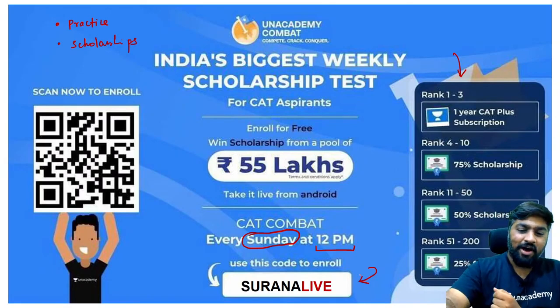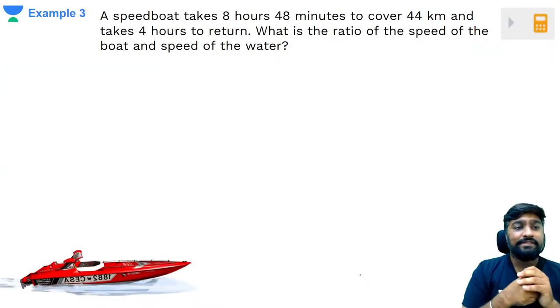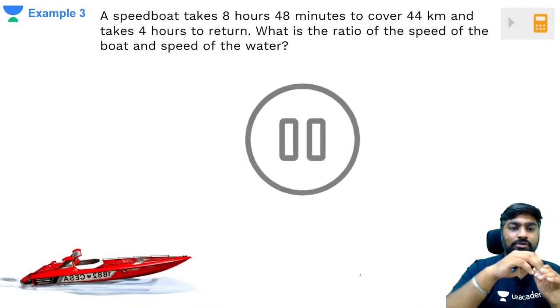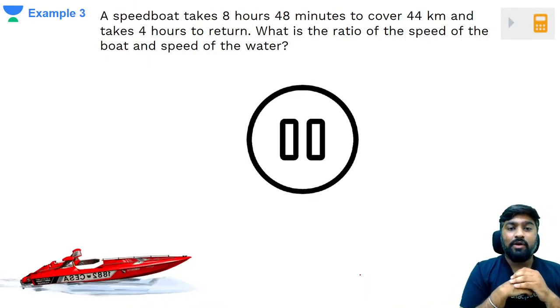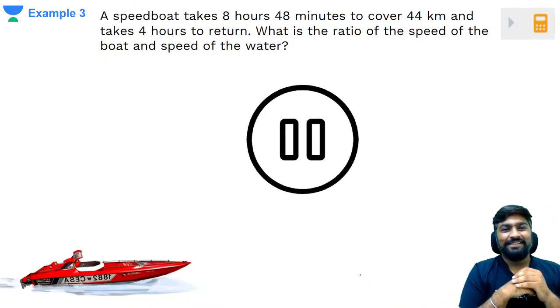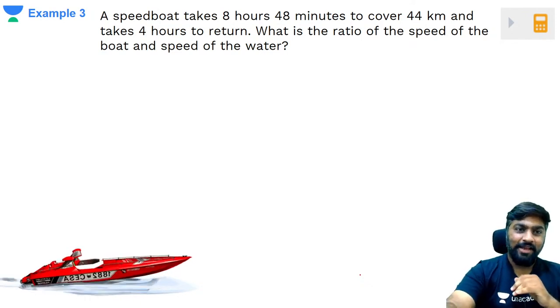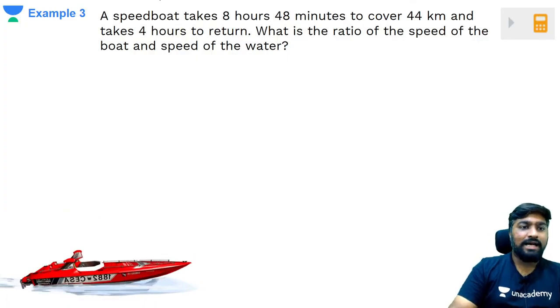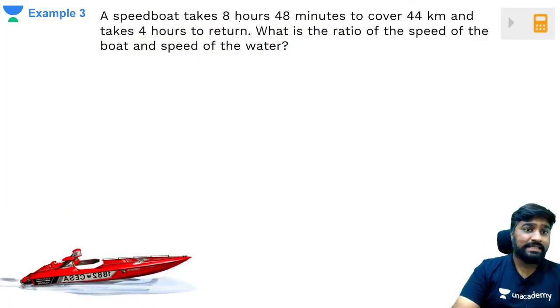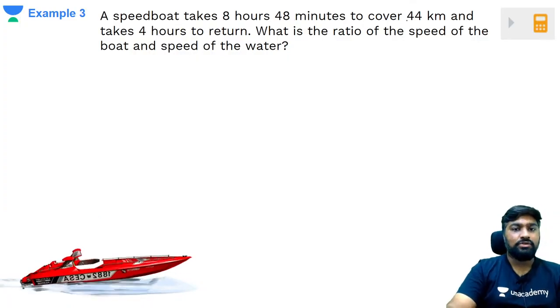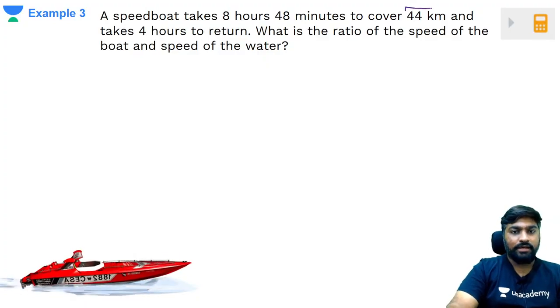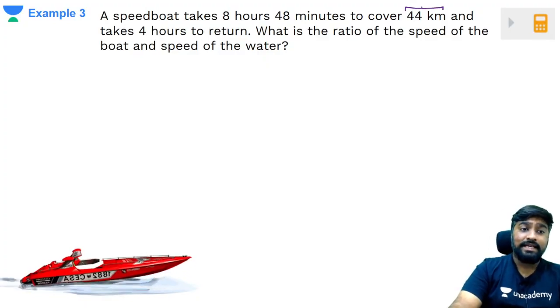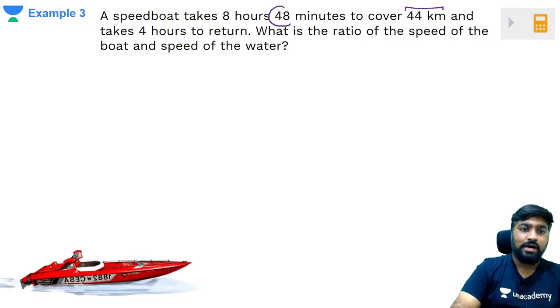All right, now let's move on to the third example. This is my cue to ask you to pause this video. All right, now let's have a look at this question. A speedboat takes 8 hours 48 minutes to cover 44 kilometers. Now what is the deal here? You have to be very careful when you convert this into hours.